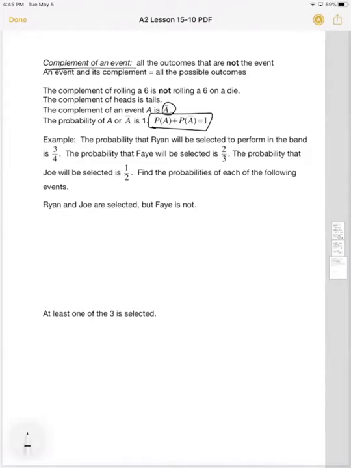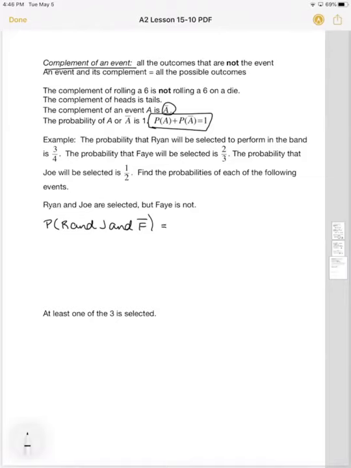Okay, Ryan and Joe are selected, but Faye is not. So what do I want here? I want the probability that Ryan and Joe and not Faye are going to be selected. Now I want all 3 to occur. And so I'm going to multiply the individual probabilities together.